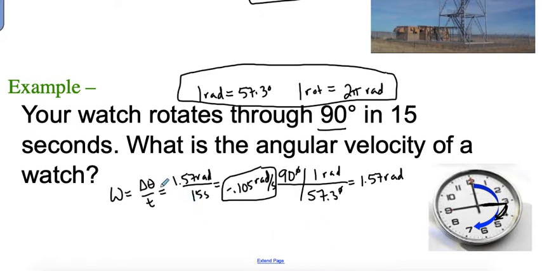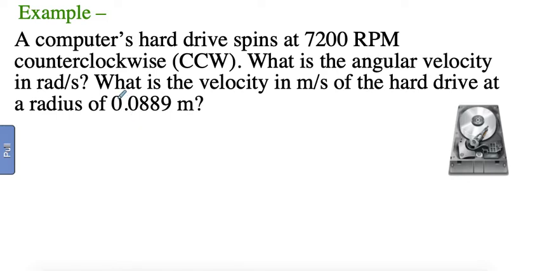So let's look at another one here. The computer's hard drive is spinning at 7,200 RPM, so that's rotations per minute, counterclockwise, so that means we're going to have a positive value in the end. What is the angular velocity in radians per second, and what is the velocity in meters per second of the hard drive at a radius of 0.0889 meters? So let's do the first part. So angular velocity is going to be, and we're actually just given that, really, so that's 7,200 RPM.